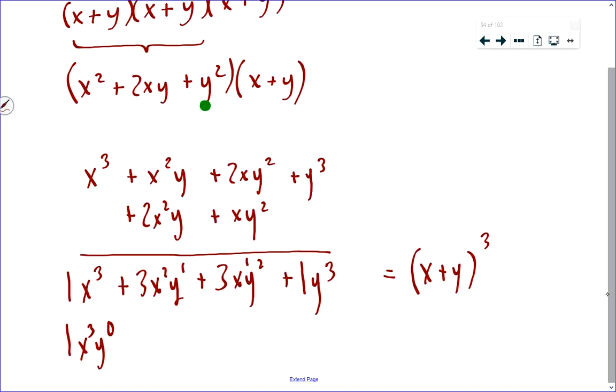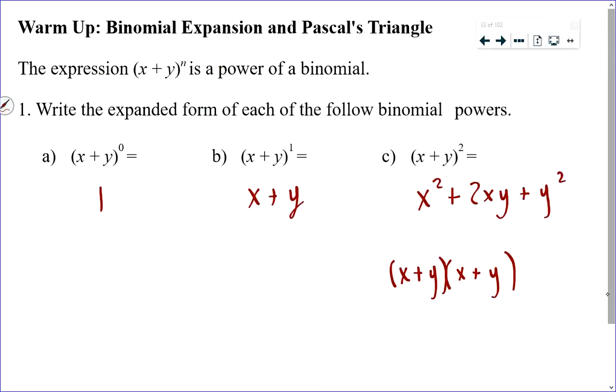And it's true over here as well. We have plus 1 x to the 0 y cubed. And while we're at it, I can point out to you that in the first term, the exponent on x is the exponent on the binomial. And then the exponent on x falls off by 1 each time until we run out of exponents on x. And the exponent on y goes up 1 every time until we get to the maximum exponent. So there's a pattern here, and that pattern is true here as well.